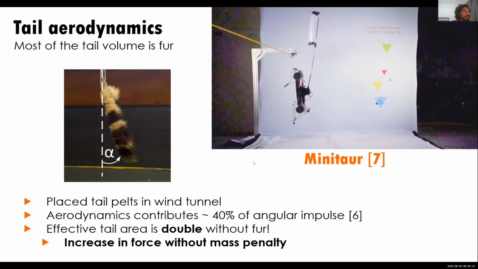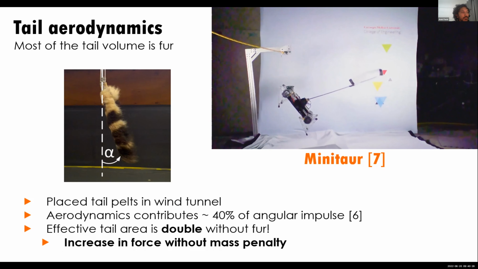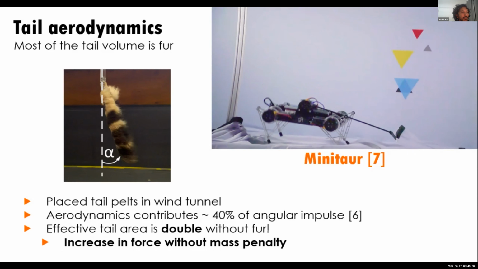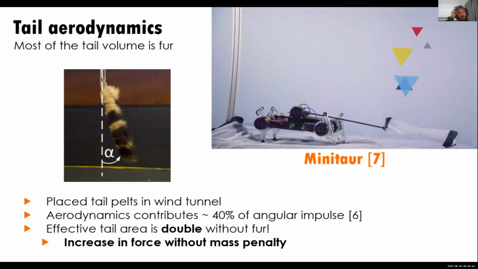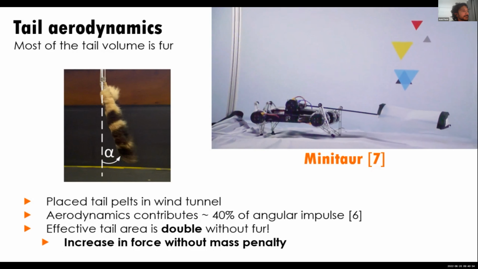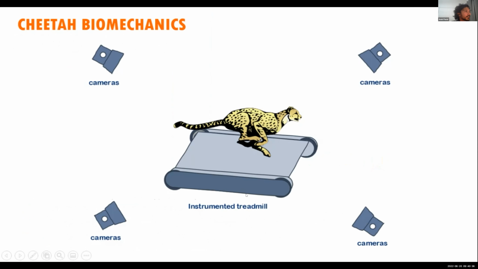And we tested this idea further during my sabbatical at Carnegie Mellon in Aaron Johnson's lab, and we tested it on the Minotaur robot. You can see we use an extremely lightweight tail, and we were able to do self-righting with the robot. We launched it in an unfavorable position, and it could land nicely on its feet. So this was pretty cool.